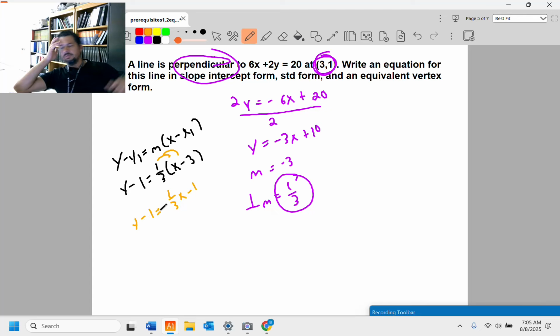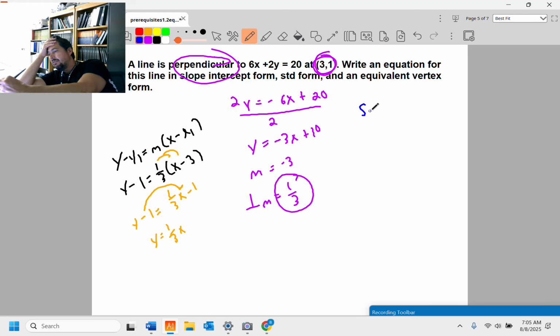So y minus 1 equals 1/3 x minus 1. It's not in slope-intercept form yet. Slope-intercept form is y equals mx plus b. Something cool on this one: if you just add the 1 to both sides, the constants cancel each other out. And there's your equation. So there is slope-intercept form.